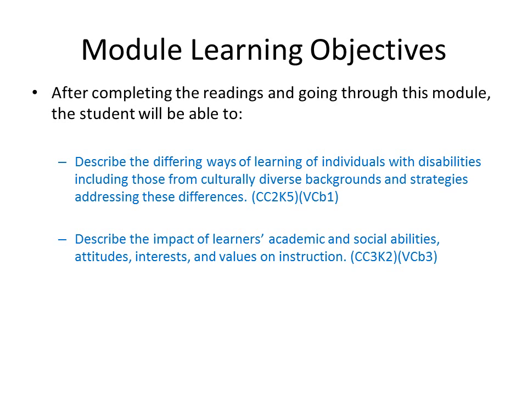The second bullet is about your ability to describe how the student's attitudes, interests, and values impact that student's academic and social abilities. And in particular, of course, today we're talking about their interests and attitudes and how that impacts their learning.